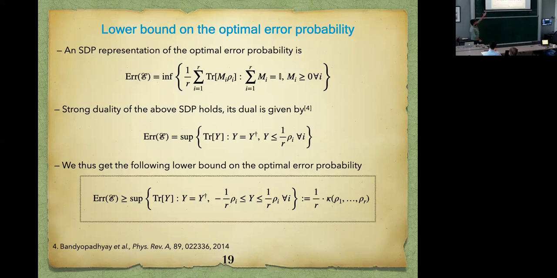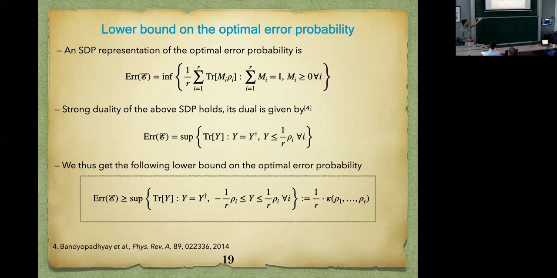I mean, that's the original problem, like what is that quantity for the asymptotic case. But what we did was we considered this constraint. We imposed an extra constraint that not only Y should be bounded above by that quantity for all rho I, it should also be bounded below by the negative of that.